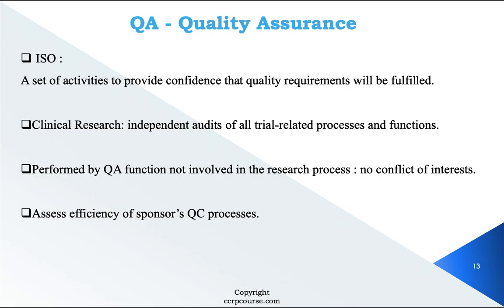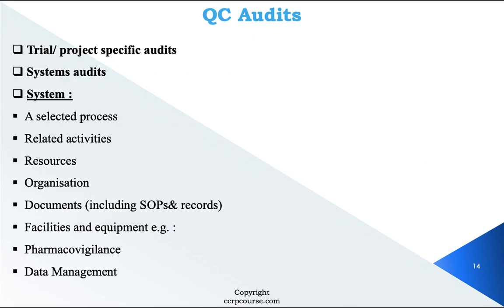Quality assurance under ISO is a set of activities to provide confidence that quality requirements will be fulfilled. In clinical research, it is the independent audits of all trial-related processes and functions, performed by a QA function not involved in the research process, with no conflict of interest. And then you have assessing the efficiency of the sponsors' QC processes.